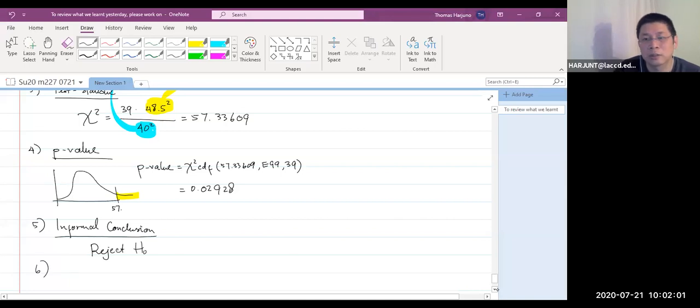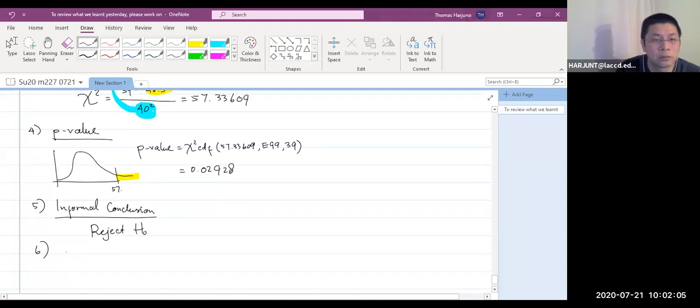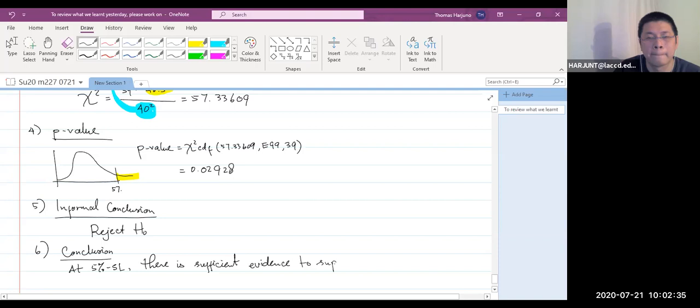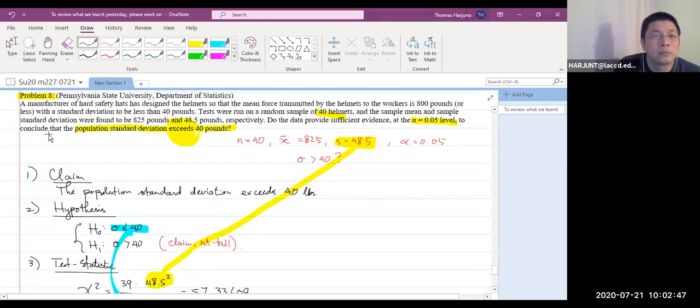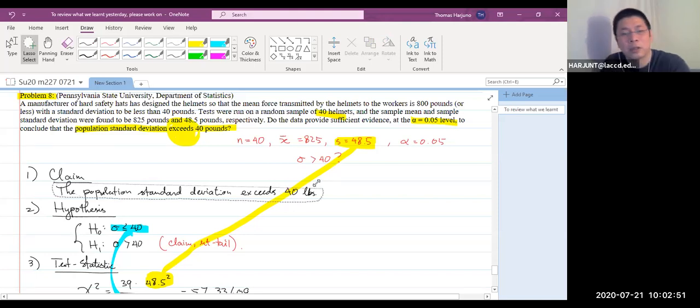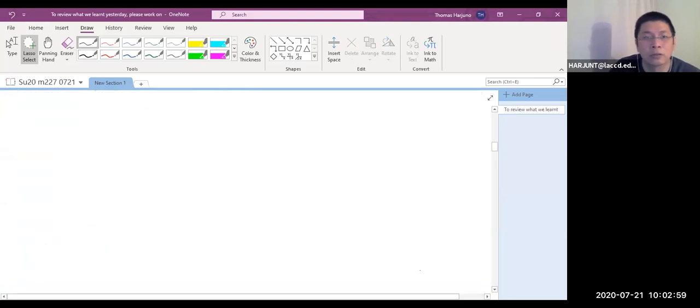For part 6, conclusion. At the 5% significance level, there is sufficient evidence to support the claim that the population standard deviation exceeds 40 pounds. I will write it down.